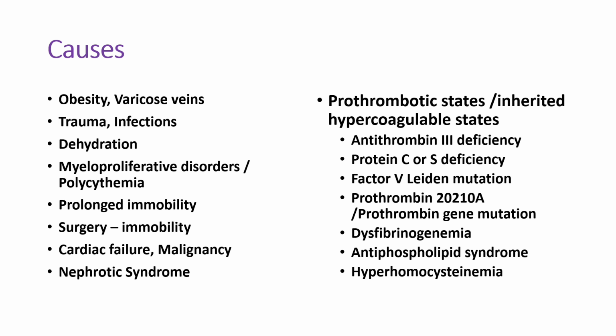Other conditions are inherited hypercoagulable states: antithrombin 3 deficiency, protein C or protein S deficiency. Protein C and protein S deficiency can be acquired also. Factor V Leiden mutation, prothrombin 20210A gene mutation, dysfibrinogenemia, antiphospholipid syndrome, it may be a part of SLE, hyperhomocysteinemia, it may be due to vitamin B12 or folic acid deficiency. So these are the common causes for venous thrombosis, including DVT and pulmonary embolism.